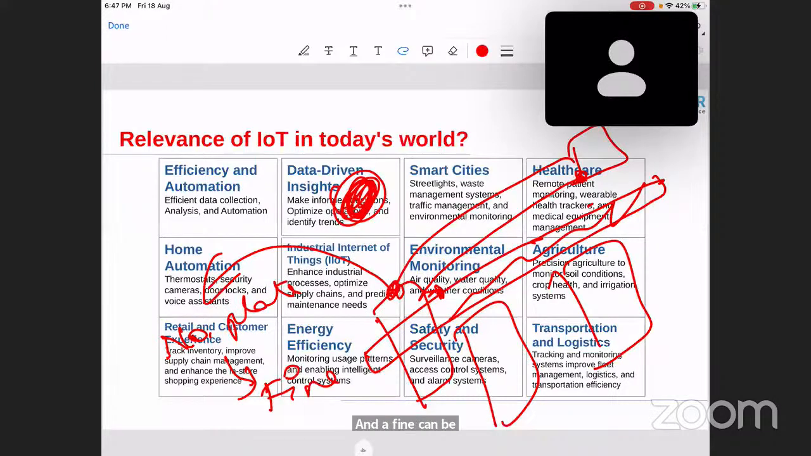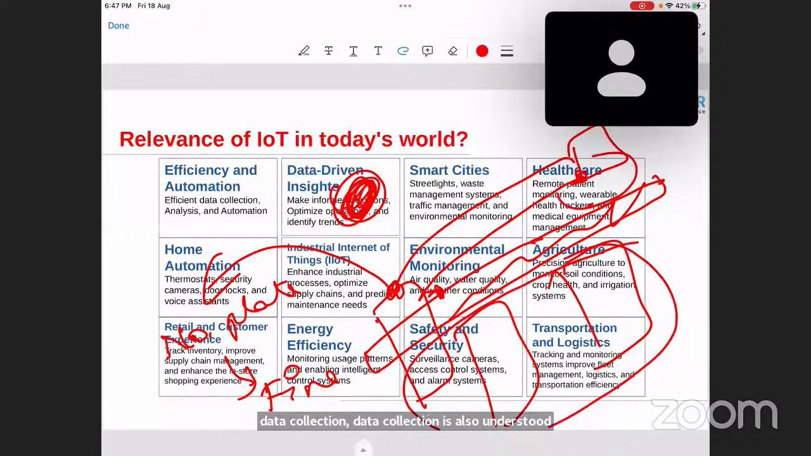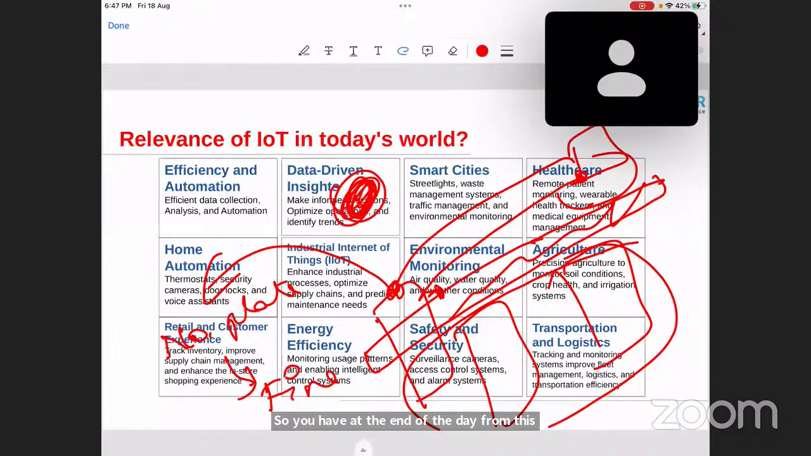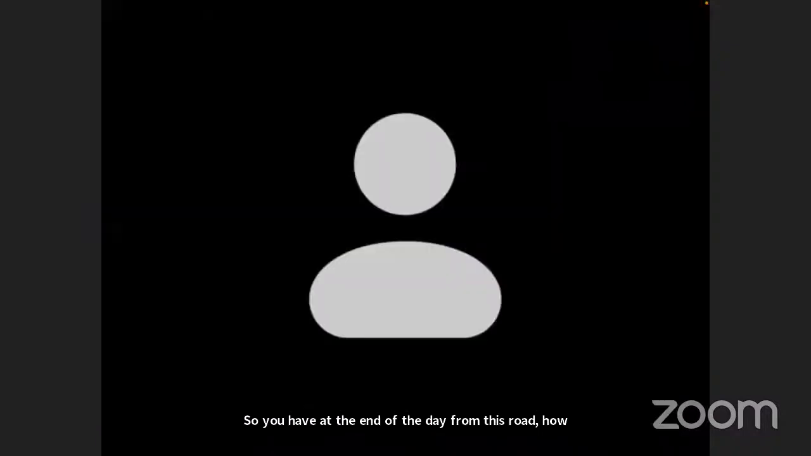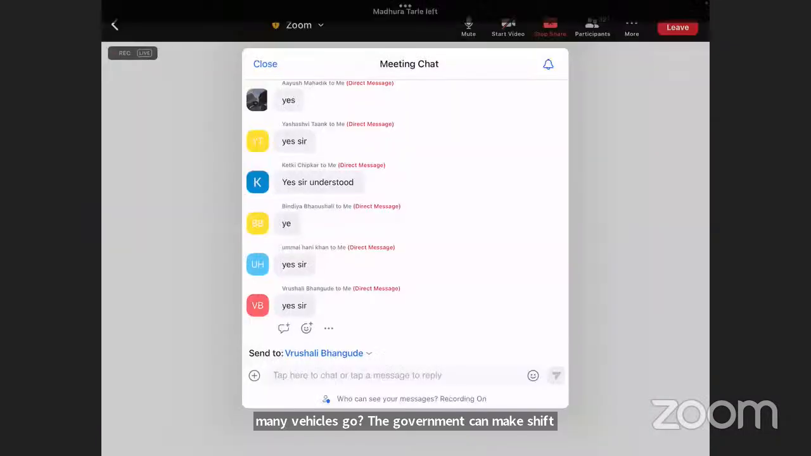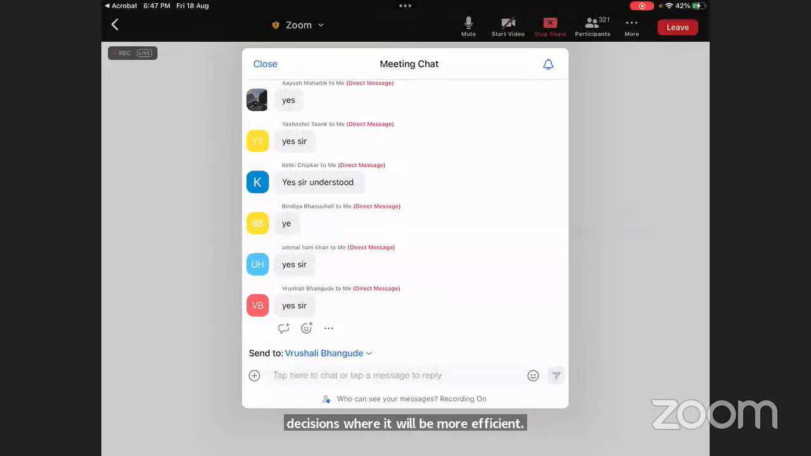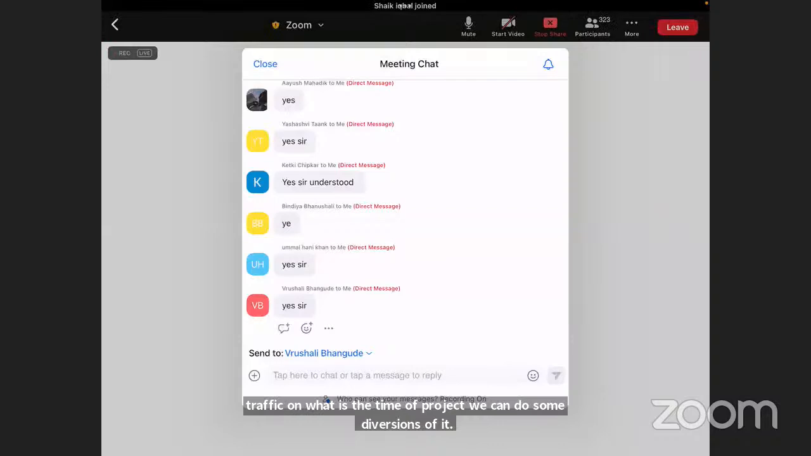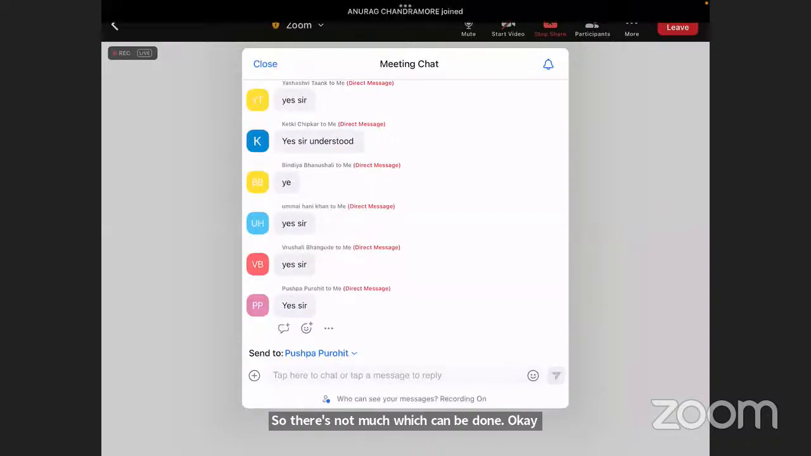Okay, so this is efficiency and automation. Efficient data collection is also increasing, because this camera is continuously recording the number of vehicles going through, so at the end of the day you know how many vehicles use this road. The government can make swift decisions about where to improve the road condition, broaden the road, or put a flyover because there is too much traffic. And what is the time of traffic? We can do some diversions. So efficiency, data collection, analysis and automation are all there.